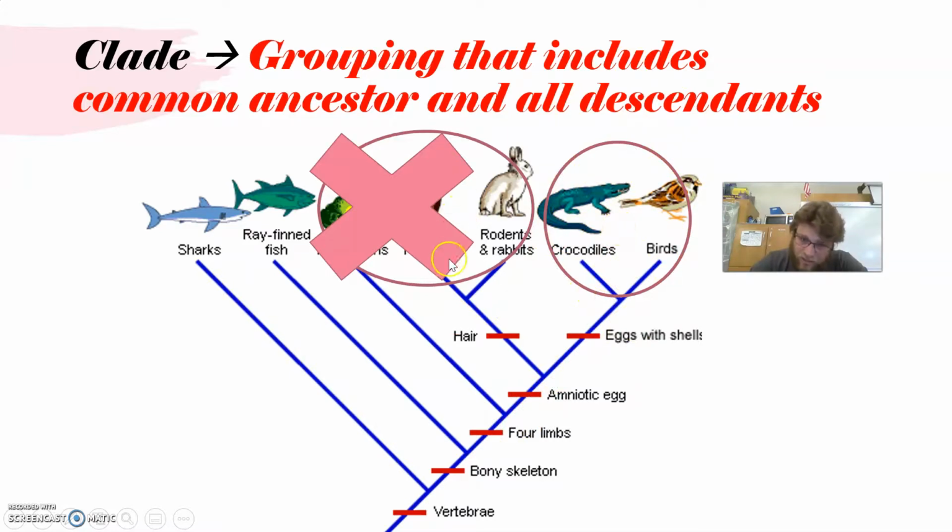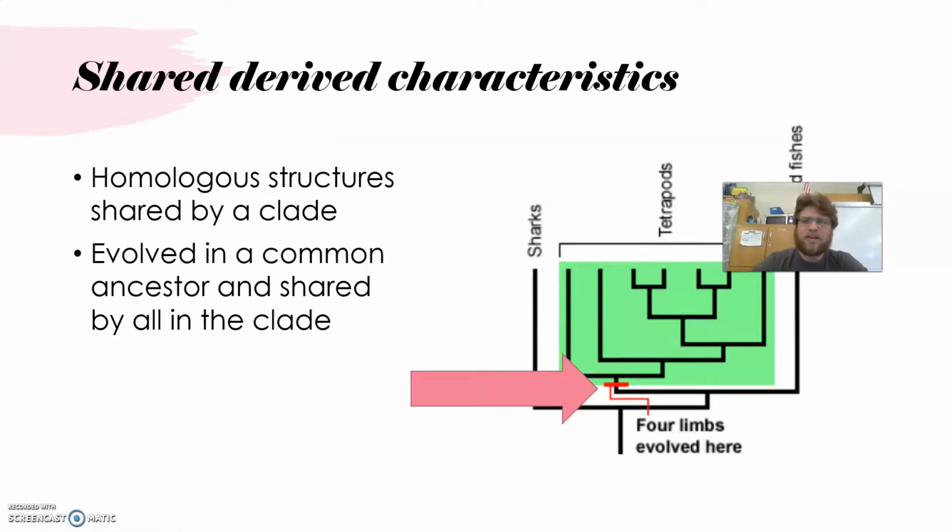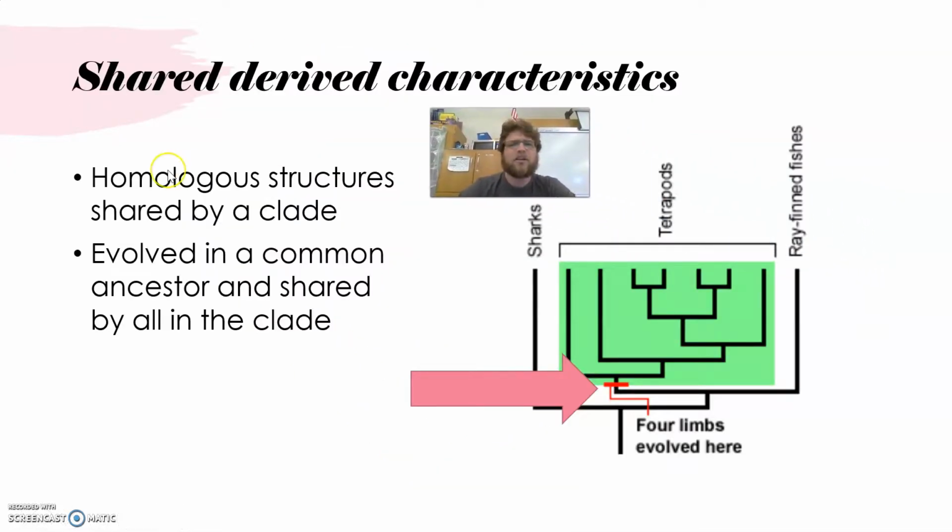Or if I wanted to look, these primates and rodents share a common ancestor that is not shared with an amphibian. Okay, not a clade. Now, when we decide what's a clade, how to split things, we look at homologous structures and anatomy, physiology, and DNA. Okay, and the shared derived characteristic is some sort of characteristic that evolved in a common ancestor and is shared by all in the clade. And it may be unique, it may not be unique.